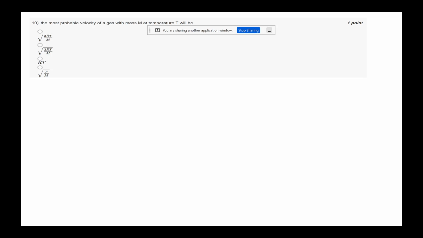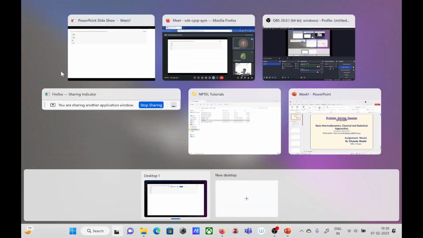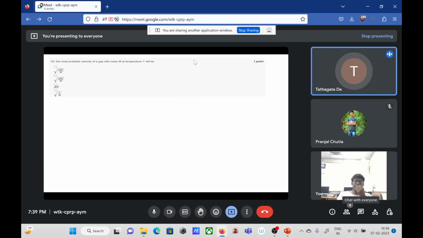Root over 2RT by m. Nice guess. So how can you do this? How are you going to do this? So, okay, infinity from which perspective? There will be an exponential, right?